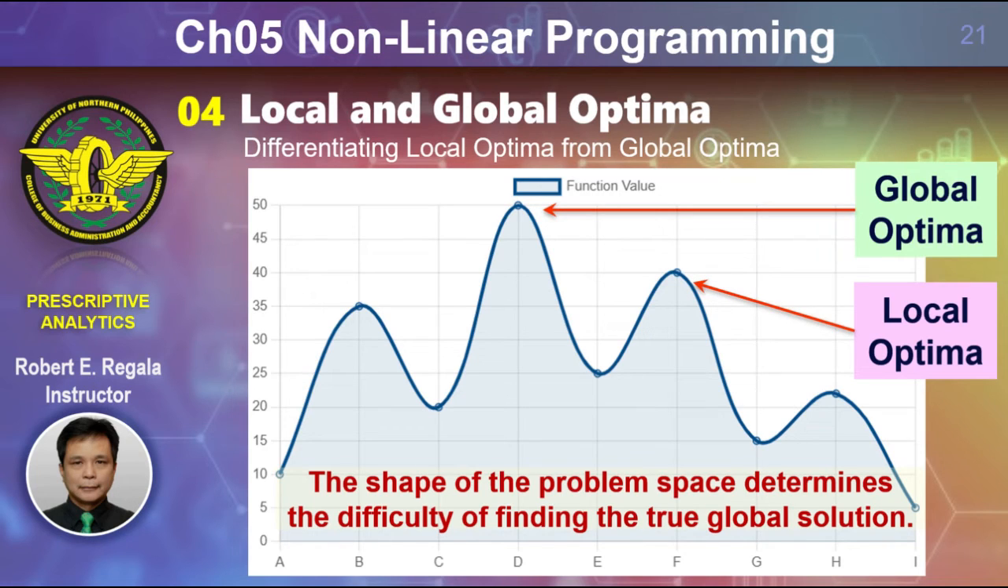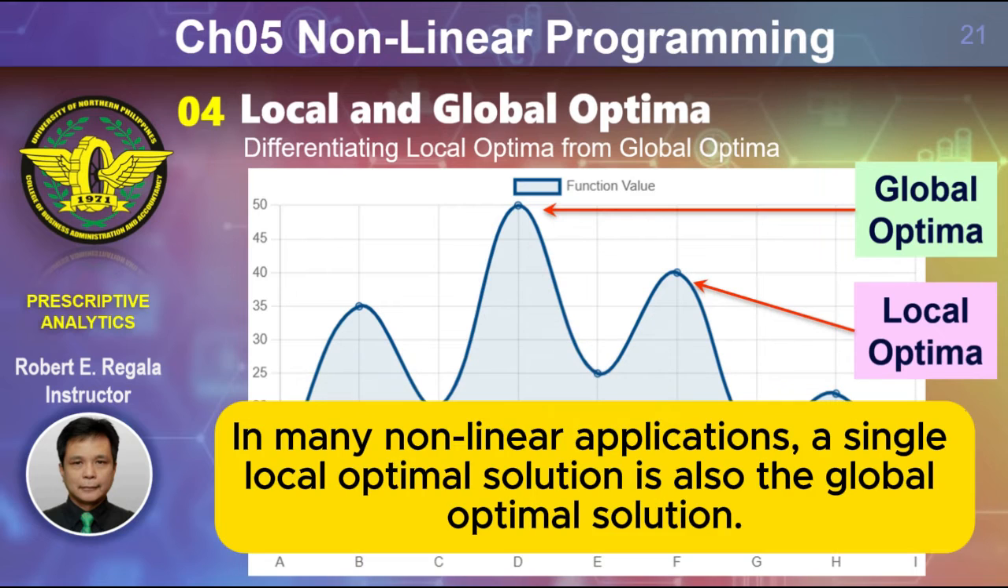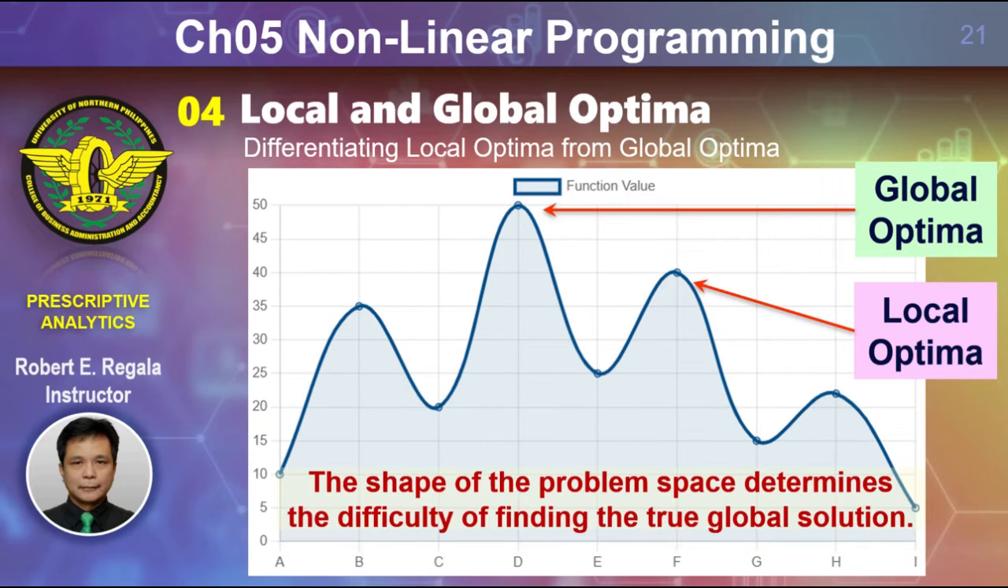Finding the guaranteed global maximum or minimum is analytically challenging and numerically requires exhaustive search strategies, which are computationally orders of magnitude more expensive than local methods. This difficulty stems directly from the non-convex nature of the problem landscape. Non-linear problems with multiple local optima are difficult to solve. But in many non-linear applications, a single local optimal solution is also the global optimal solution. For such problems, we need to find only a local optimal solution.